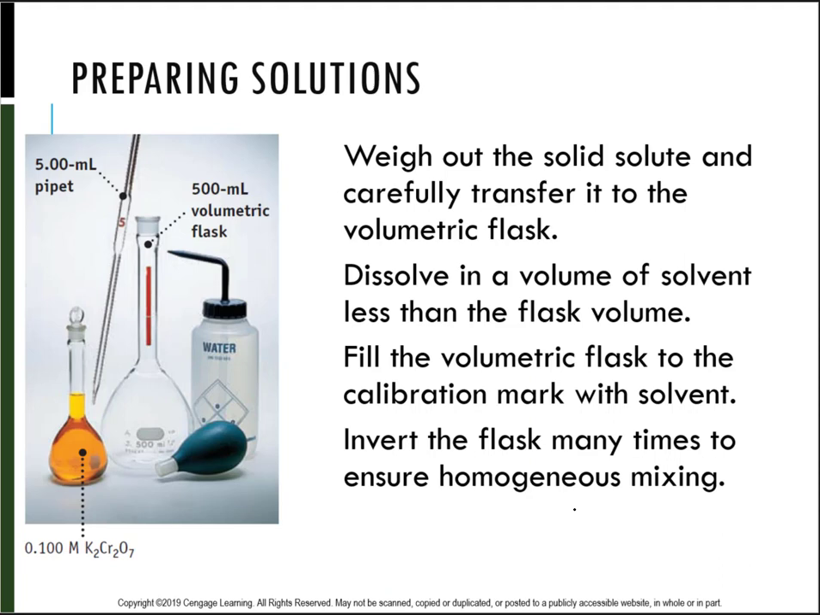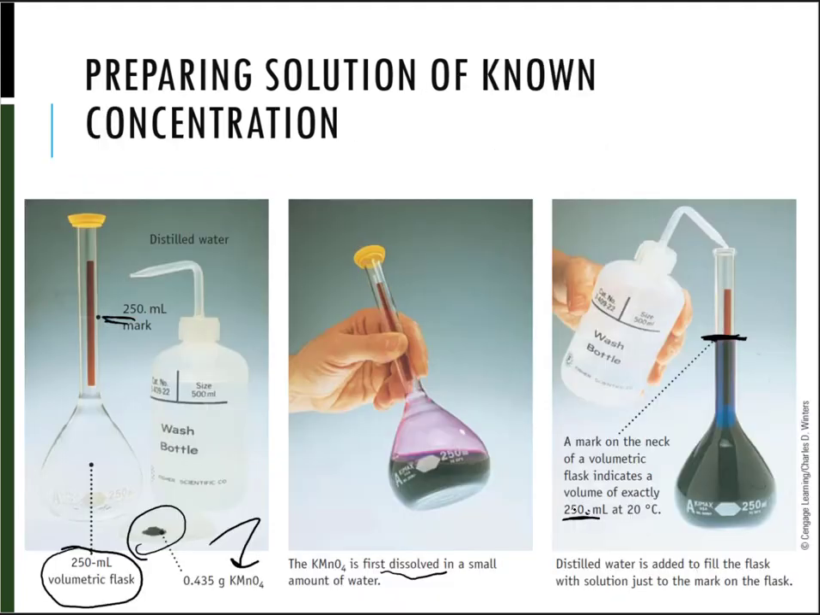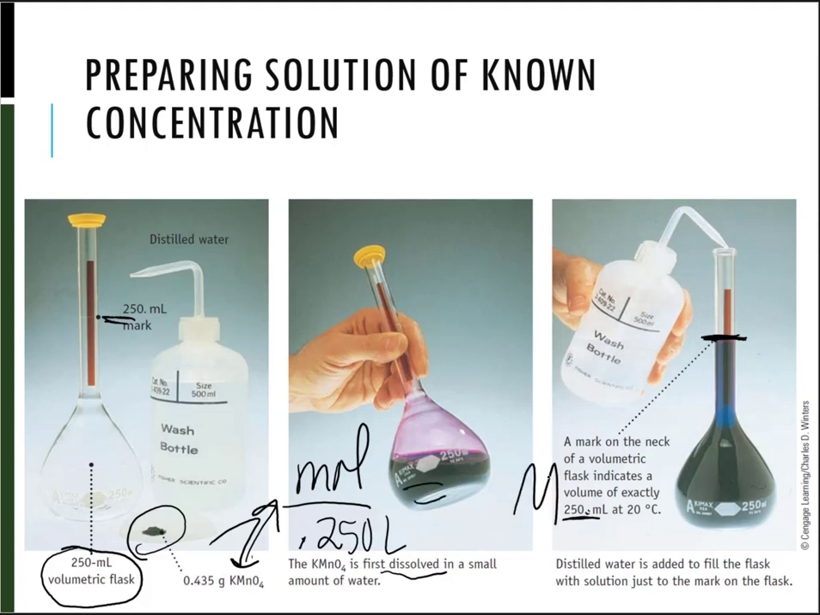We can then get our grams to moles, and then we would divide it by liters, and in this case it would be 0.250 liters. However many moles that is, we would just do moles divided by liters, and that would give us the concentration of that solution.